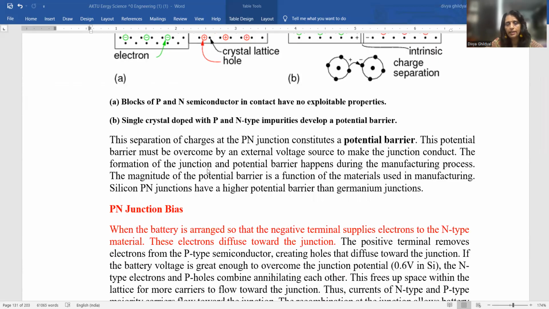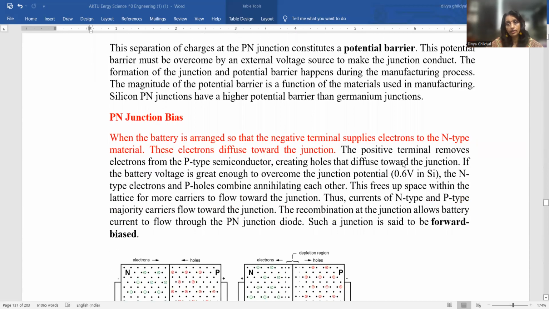This potential barrier must be overcome by an external voltage source so that we get continuous current from this PN junction. Actually, this will be used in the photovoltaic cells. That is why you are being told about this concept.